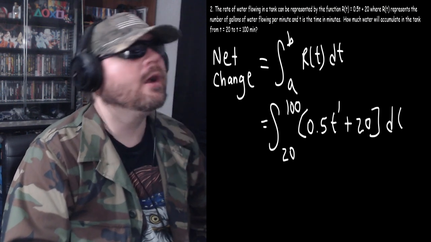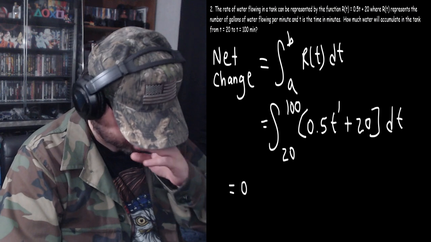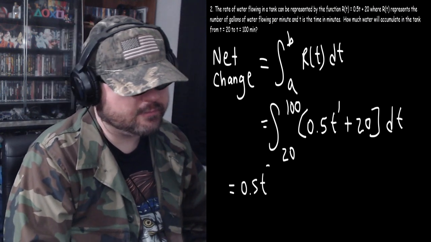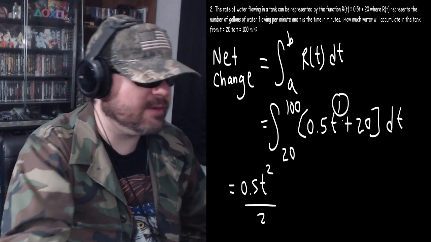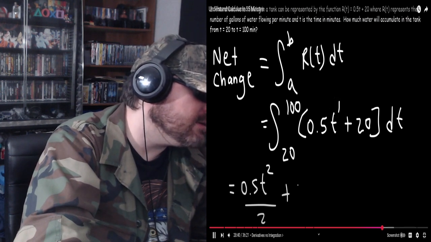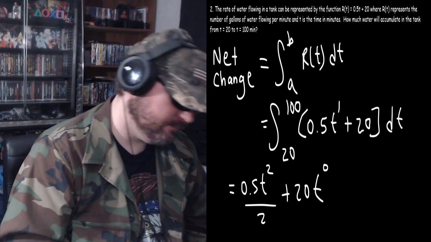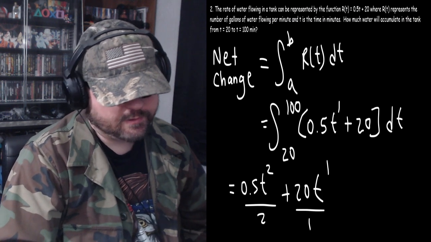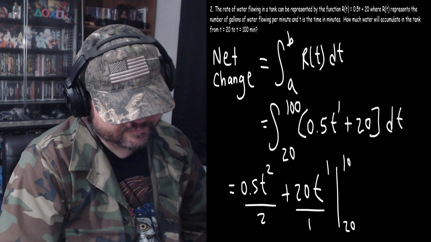So let's go ahead and find the antiderivative of 0.5t plus 20. The antiderivative of t to the first power is going to be t to the second power divided by 2. Just add 1 to the exponent and then divide by that result. And 20 you can imagine as being 20t to the 0. So if you add 1 to 0, you'll get 1, and then divide by that number. And then we're going to evaluate the result from 20 to 100.